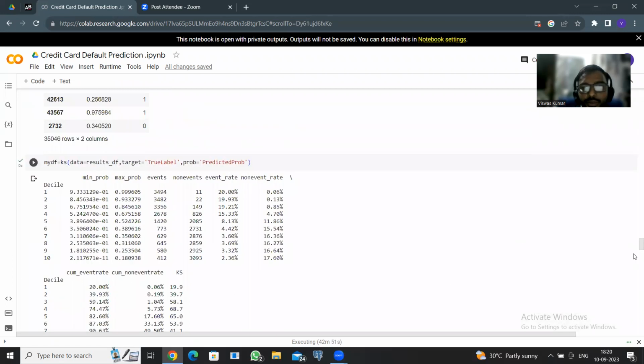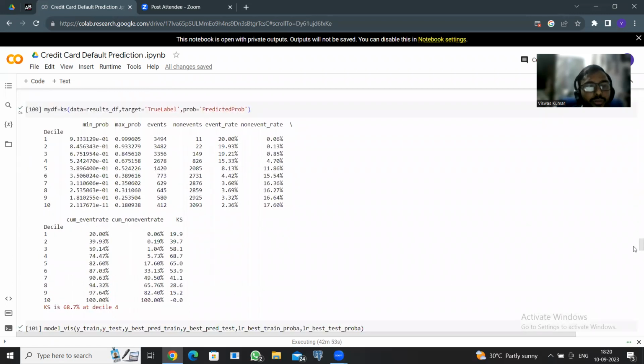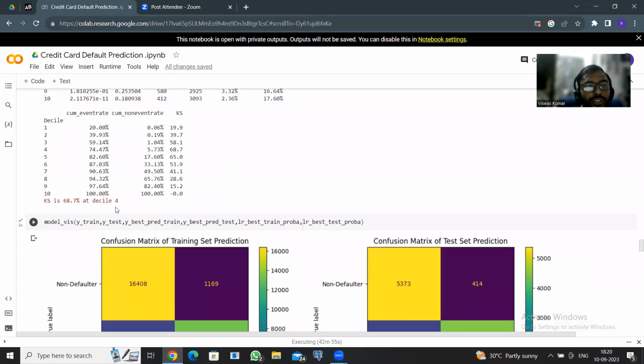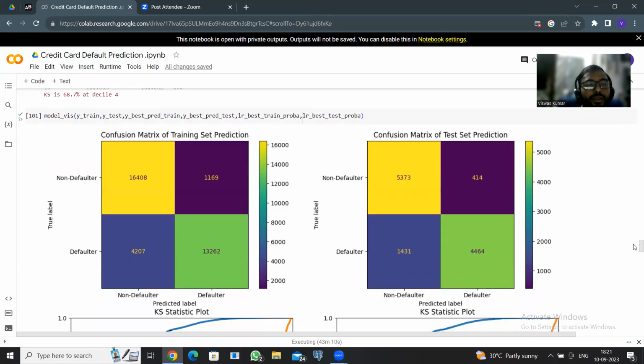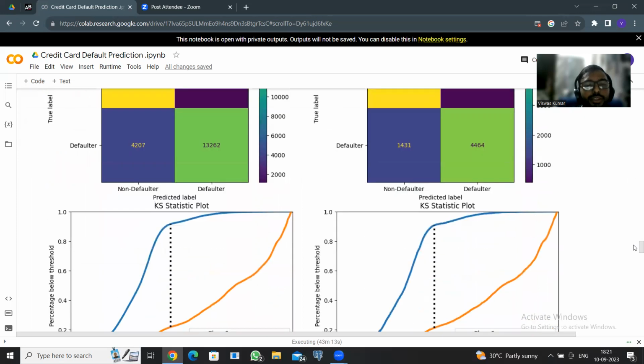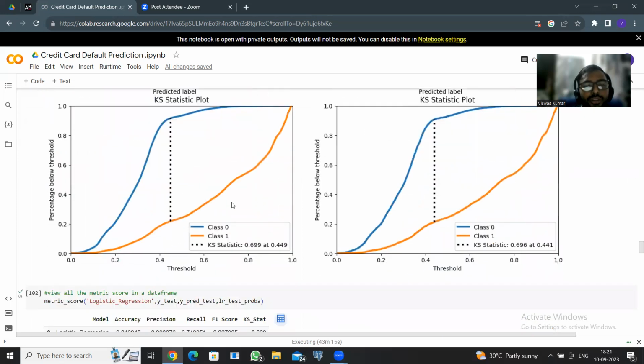By tuning the logistic regression using the KS table, I got 68.7% at decile 4. So it starts to differentiate between the goods and the bads from the fourth bucket, with a KS score of 0.68. And this is the confusion matrix, and this is the ROC curve, and the KS statistic score is given there.